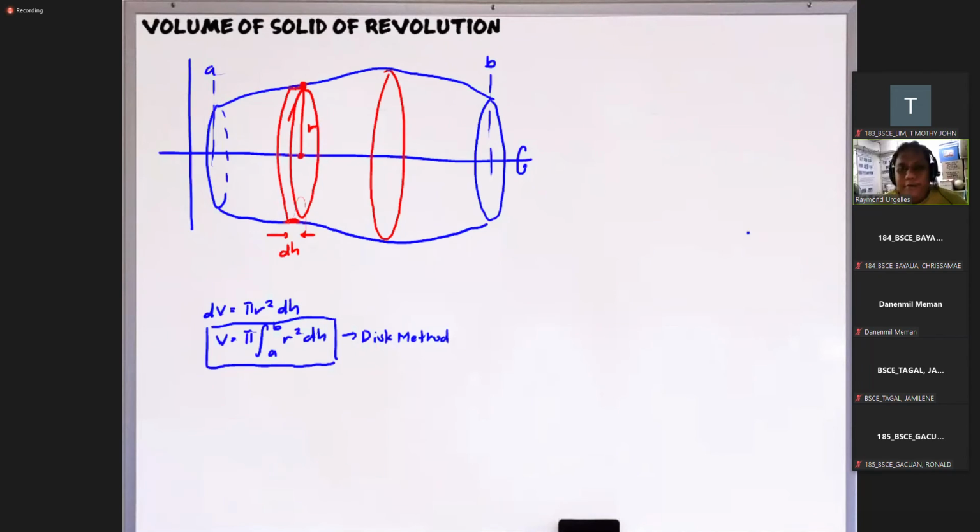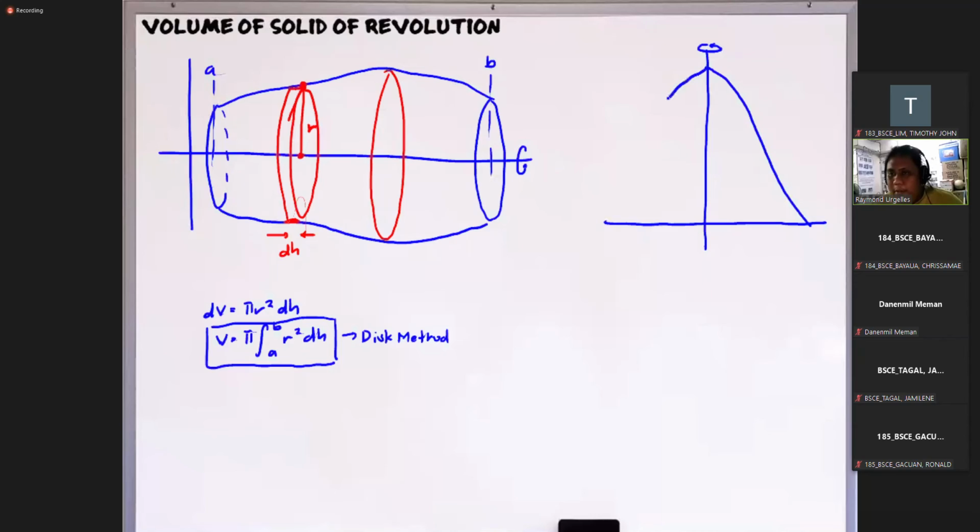So another way para makapag-solve kayo ng volume of revolution is tinatawag din naman natin as the cylindrical shells method. So again, for instance, let's say we are given this one. Let's say ito yung curve natin. Okay, so we are given this curve. Tas i-revolve natin siya about this axis. Then you will form something like this.